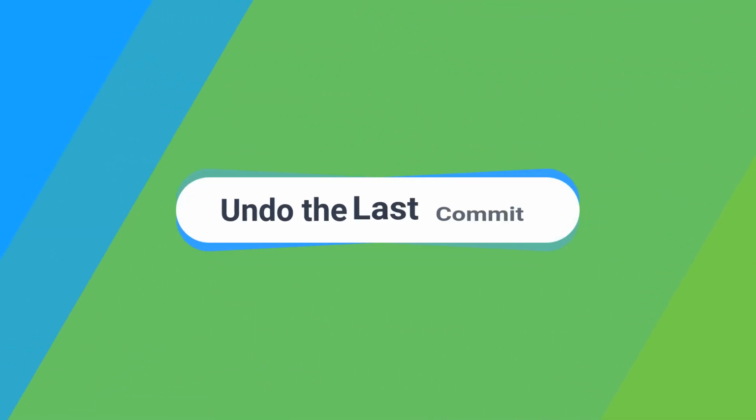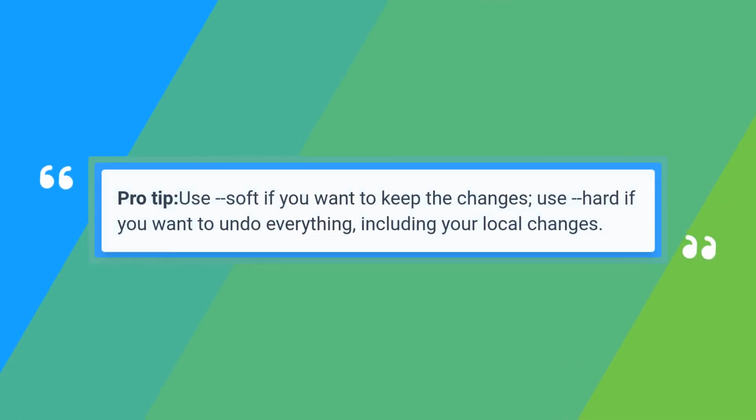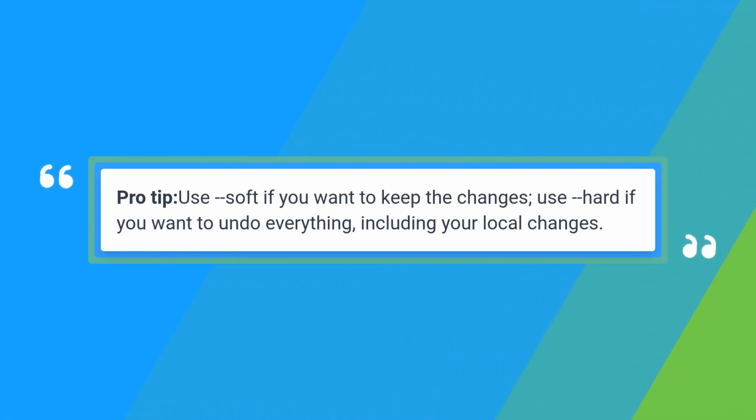Undo the last commit. Made a mistake in your last commit? No problem. This command undoes your last commit but keeps the changes in your working directory so you can easily fix the issue. Why it's cool? It's like having a time machine for your commits. No need to lose your hard work. Just fix and recommit. Pro tip: use soft if you want to keep the changes. Use hard if you want to undo everything, including your local changes.